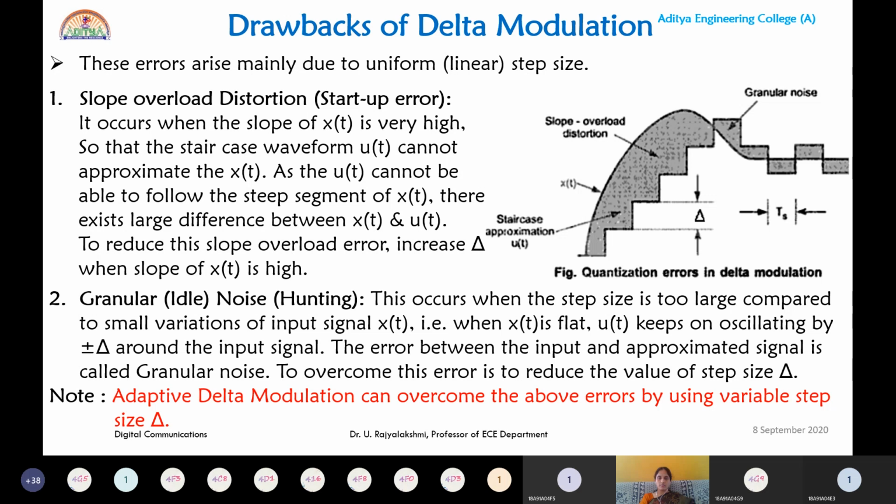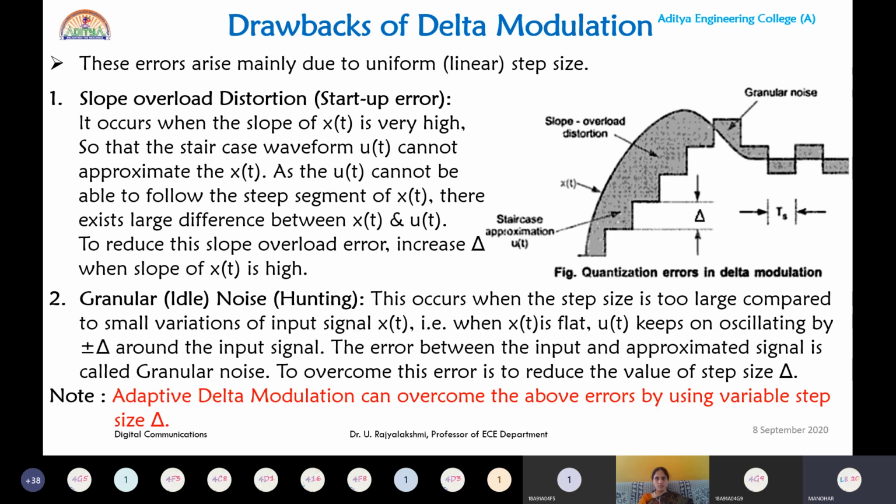Yesterday you said two types of drawbacks of delta modulation. What are the two drawbacks of delta modulation? Slope overload distortion and granular noise. Yes. What is slope overload distortion?